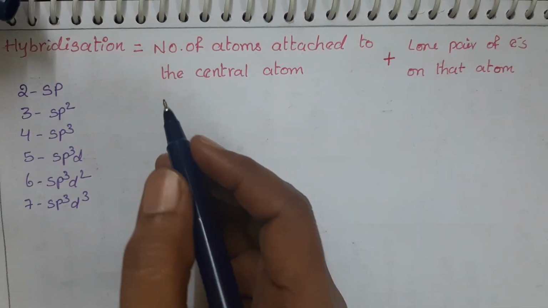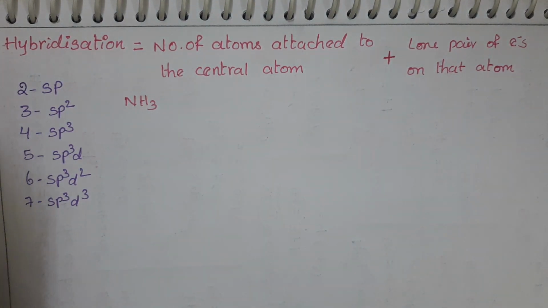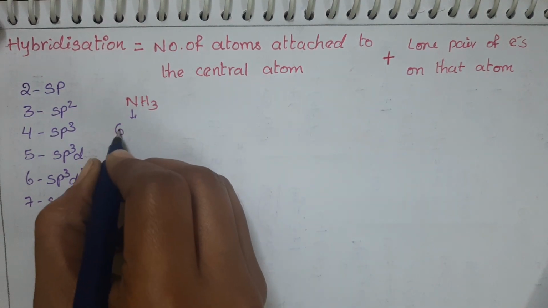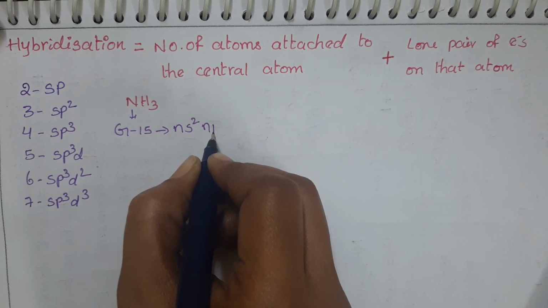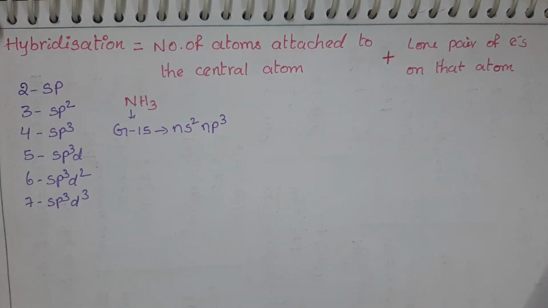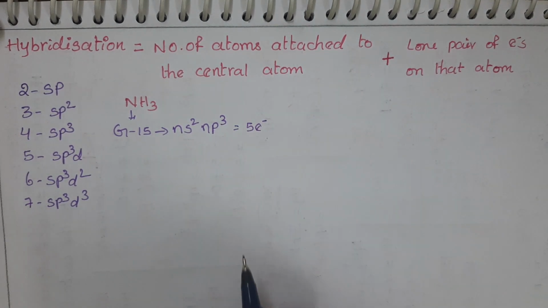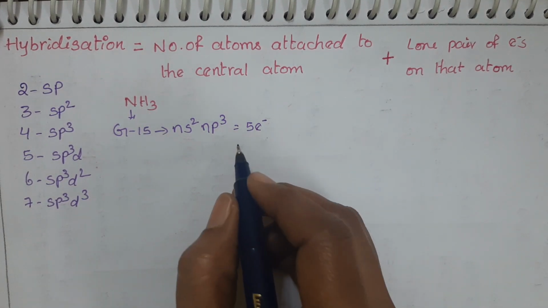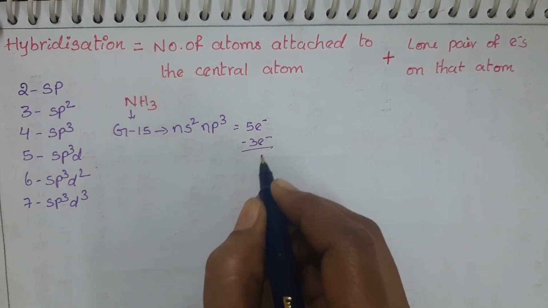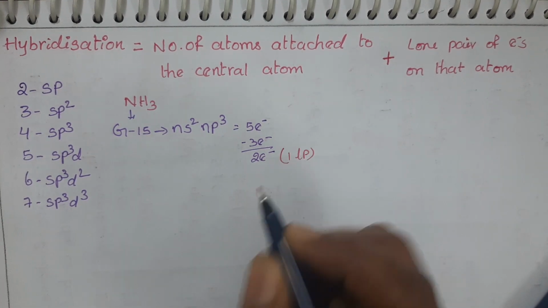First of all, I am taking the example of ammonia, NH3. Now I am calculating the hybridization of nitrogen in the ammonia molecule. Nitrogen belongs to the group 15 elements, and its valence shell electronic configuration is ns2 np3. Totally 5 electrons are there in the valence shell of nitrogen. 3 electrons are utilized for bond formation, so minus 3. The remaining 2 electrons are one lone pair.